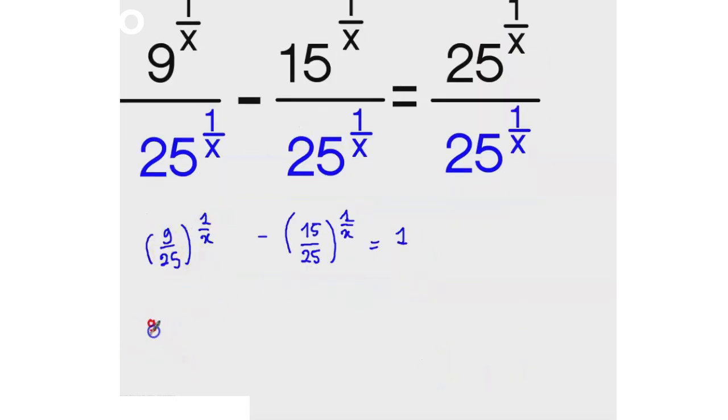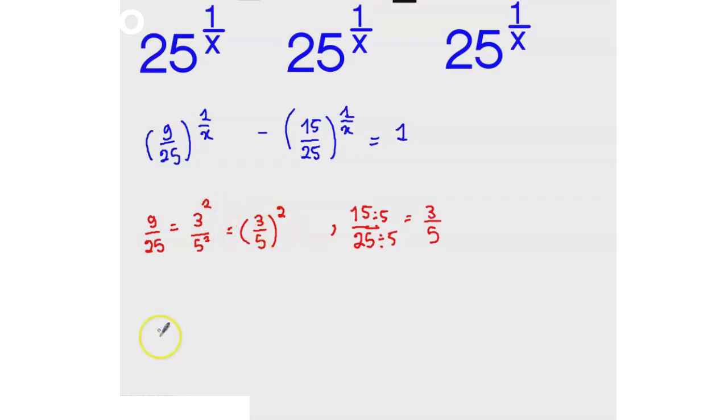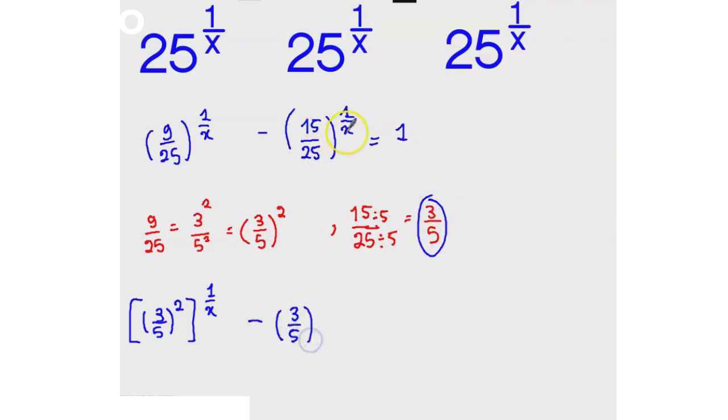Now 9 over 25 is equal to 3 square over 5 square, equal to 3 over 5 all square, and 15 over 25, if we divide by 5, we will get 3 over 5. So the equation becomes 9 over 25 is 3 over 5 square, and here we have 1 over x, so bracket 1 over x, minus 15 over 25, so 3 over 5 to power 1 over x, equal to 1.